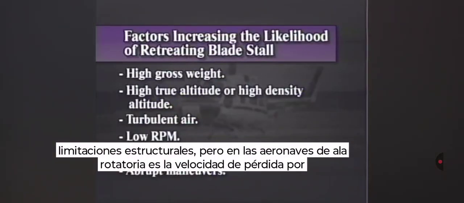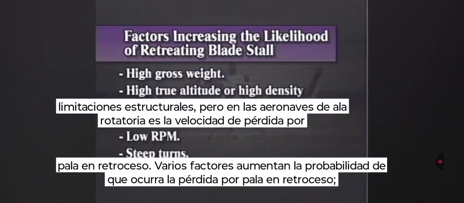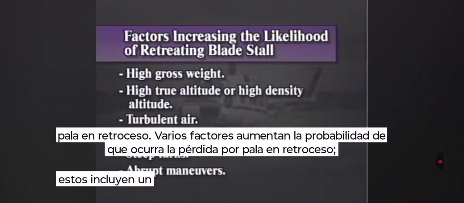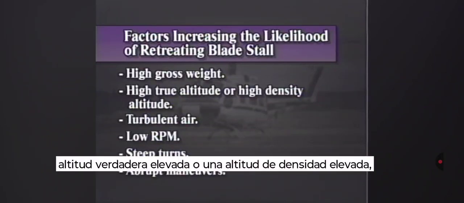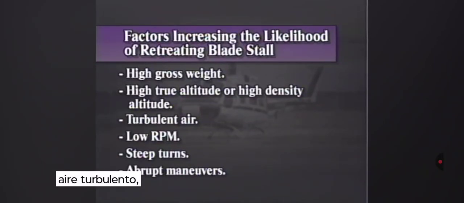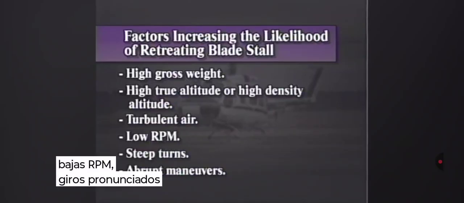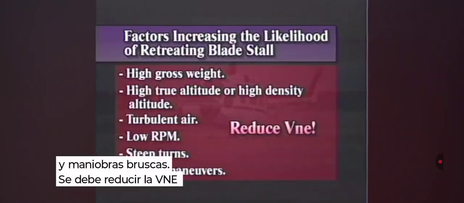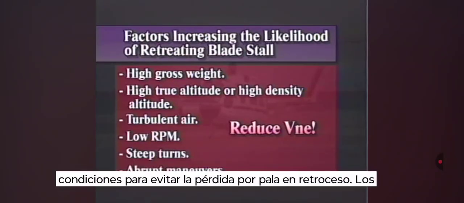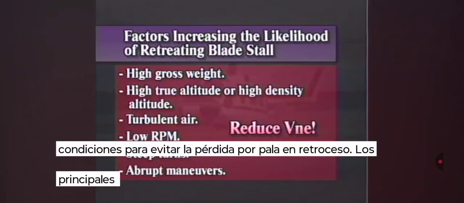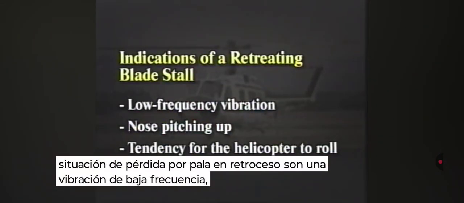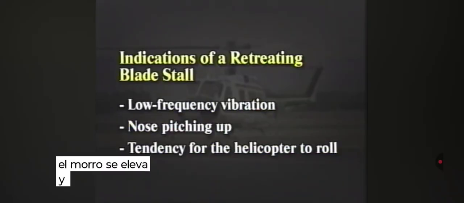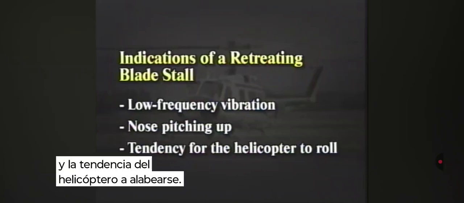A number of factors will increase the likelihood that retreating blade stall will occur. These include high gross weight, high true altitude or high density altitude, turbulent air, low RPM, steep turns, and abrupt maneuvers. You should reduce VNE under these conditions in order to avoid retreating blade stall. The major indications of a retreating blade stall situation are a low frequency vibration, the nose pitches up, and there's a tendency for the helicopter to roll.